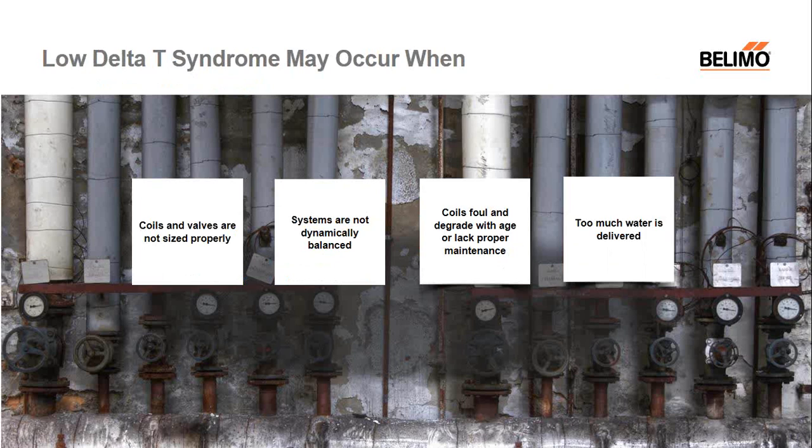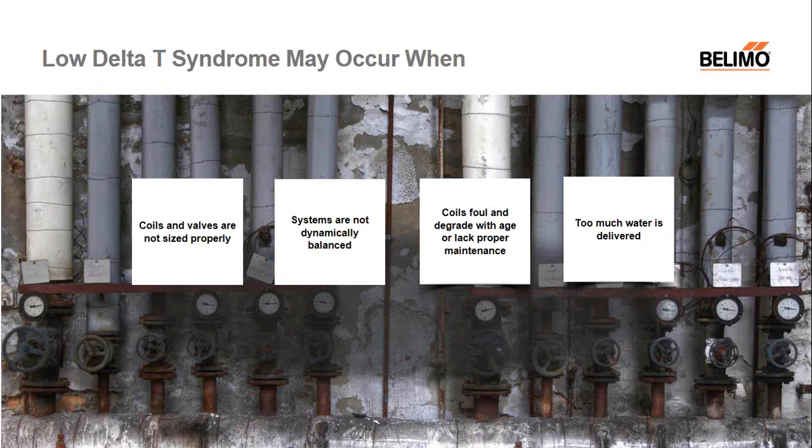Coils foul and degrade with age or lack of proper maintenance. Coils are constructed of stainless steel or other metals, and those metals wear over time. Those coils can become dirty over time, and that would have a negative effect on the heat transfer profile of the coil.